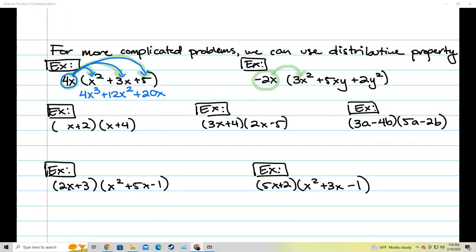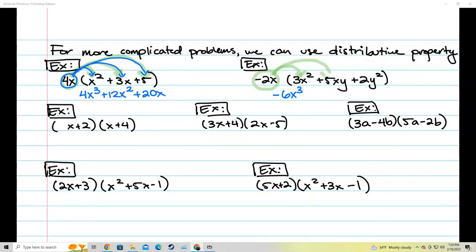Negative 2x times 3x squared. Negative 2 times 3 is going to give me a negative 6. And then the x times the x squared, again, we're going to add one exponent to two exponents. That gives me 3 exponents put together. We're going to continue distributing that negative 2x all the way through.